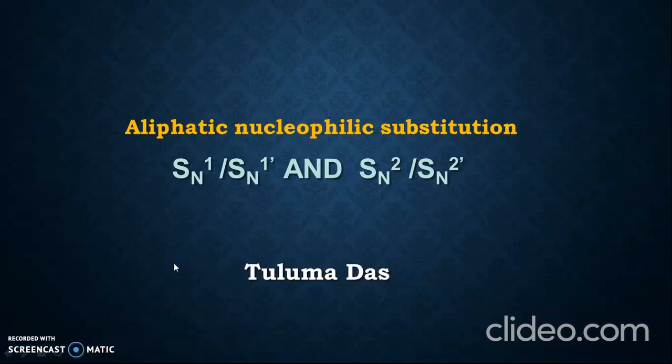Hello friends, so this is the second part of aliphatic nucleophilic substitution, and here we will be talking about the main two types of reaction. The first one is SN1 and the second one is SN2, and also we will talk about another version of SN1, that is SN1 prime, and another version of SN2, which is SN2 prime.